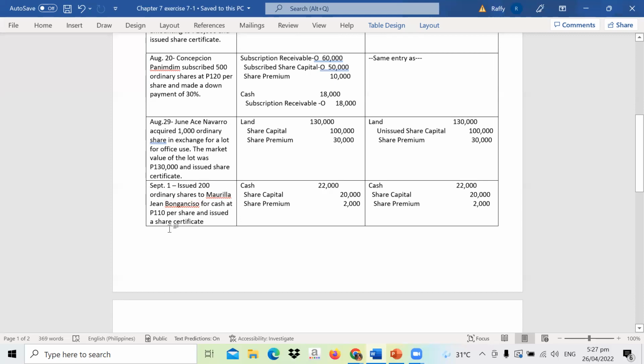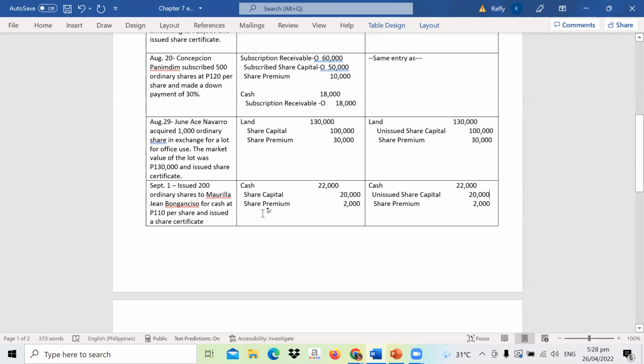Next transaction, September 1. Issued 200 ordinary shares to Marilia Bonciso for cash at 110 per share and issued a share certificate. So this is a sample of issuance of shares for cash. As you can see here, by the way, let me correct this one first: it should be unissued share capital. This is the journal entry method. So this is credited at 20,000. So this will be your entry.